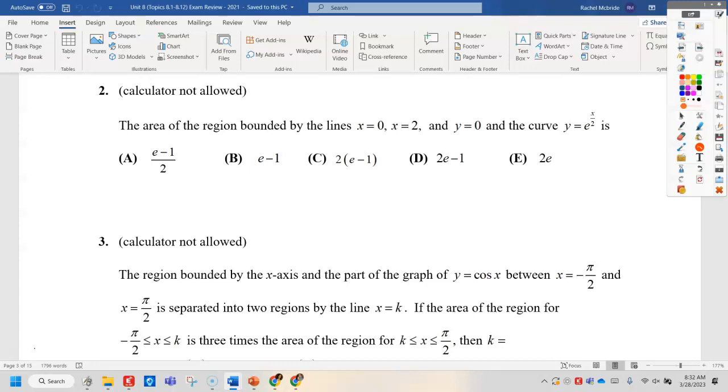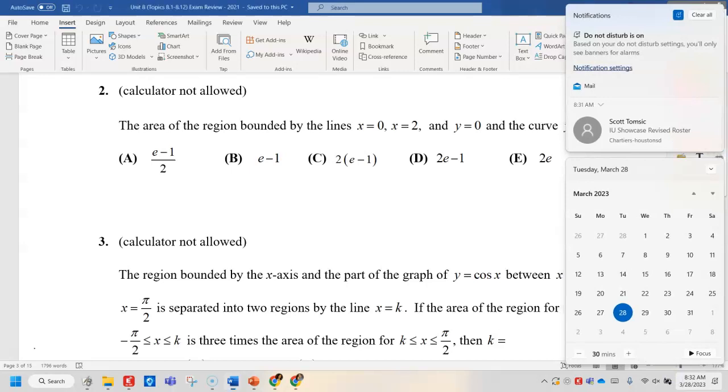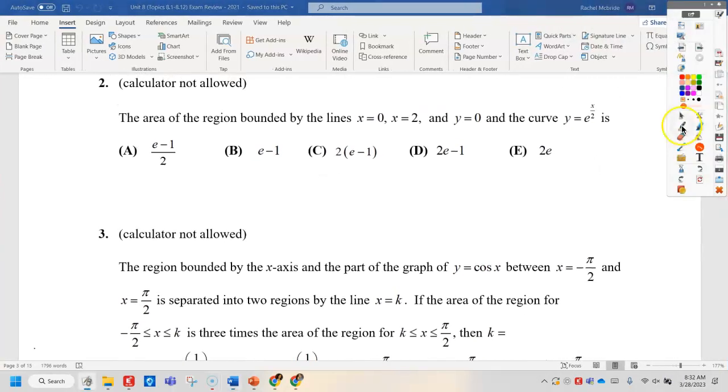Number two, my answer was also C. So in number two, this was also a right minus left with respect to x. So your integral was equal to 0 to 2 of e to the x over 2 dx.